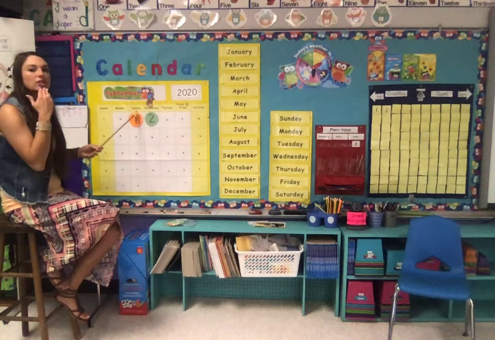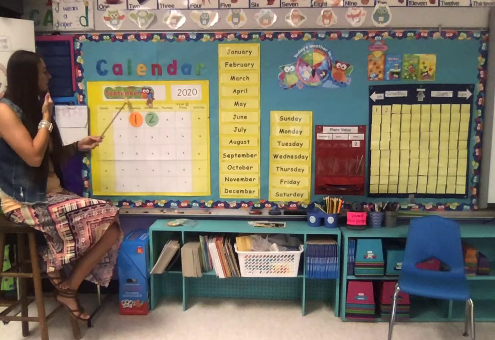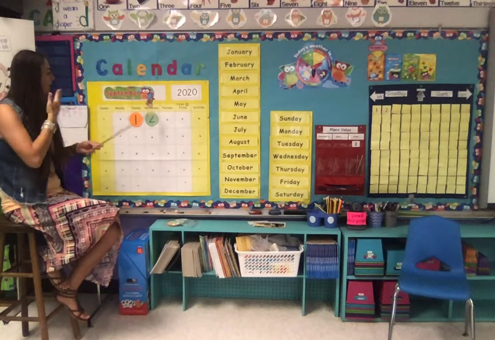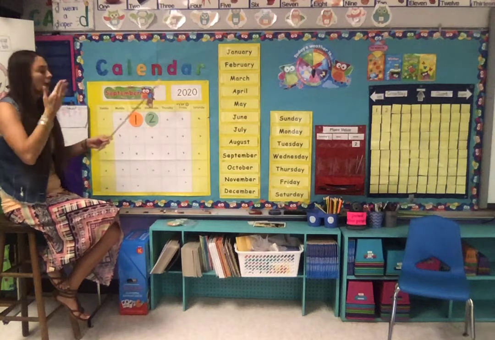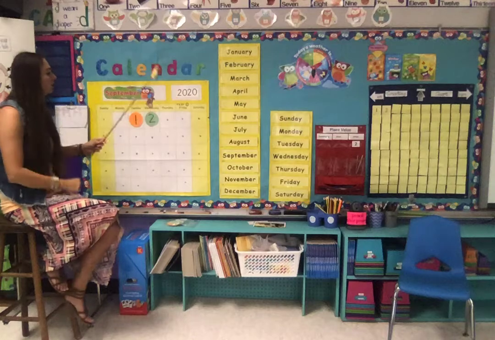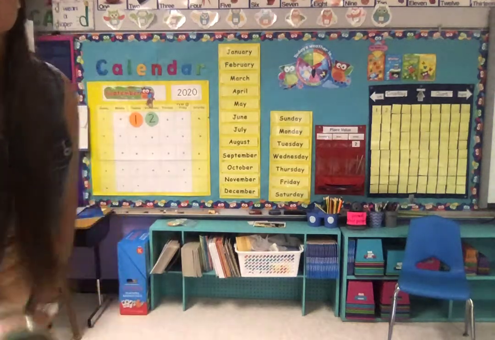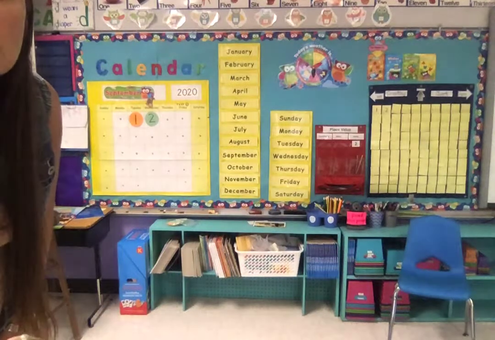So then we're going to come back and say our whole date. So we would say today is, and it's your turn, September 2nd, 2020. And then it's your turn. Then we're going to go over to our pocket chart.